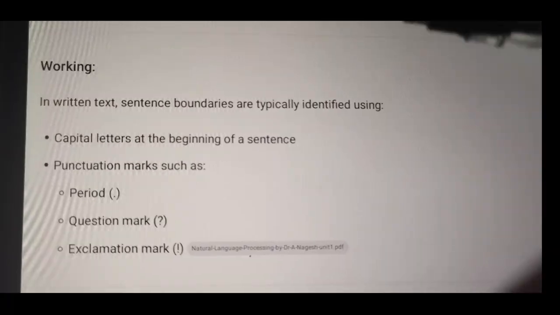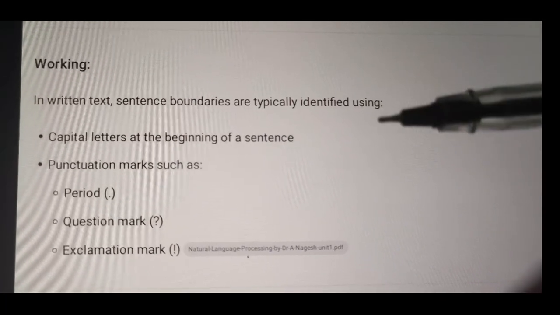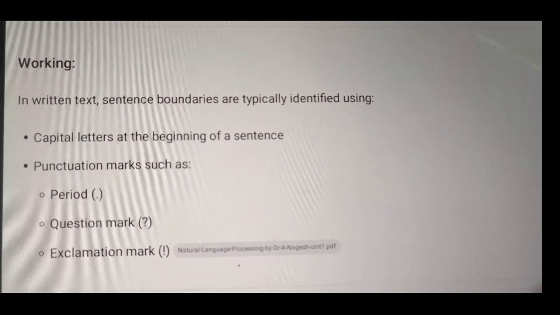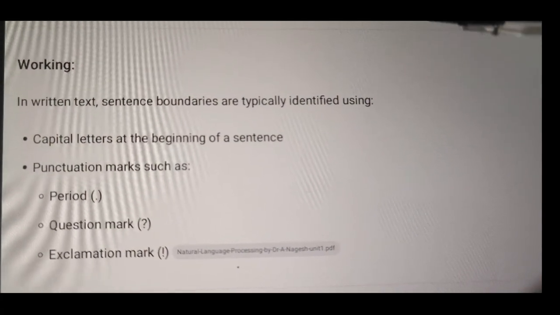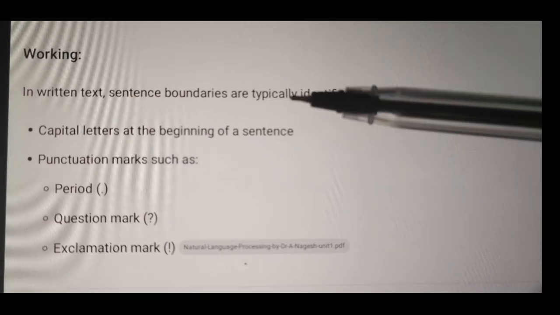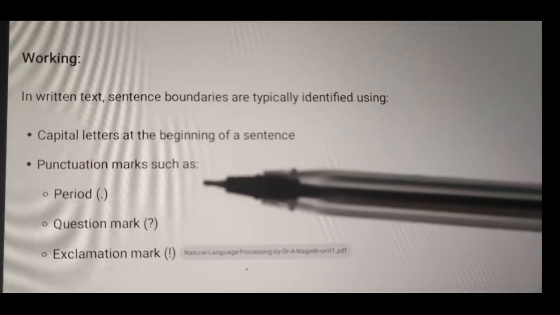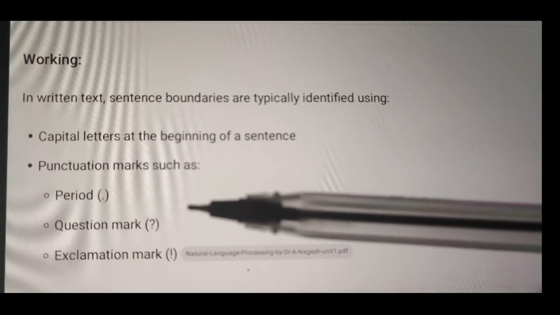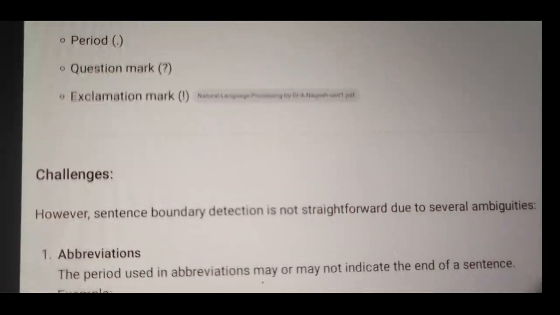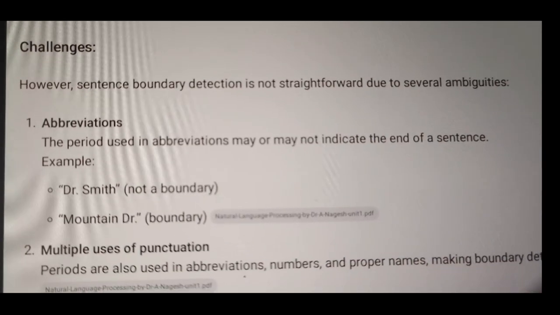Next is working. In written text, sentence boundaries are typically identified using capital letters at the beginning of a sentence and punctuation like period, question mark, and exclamation mark for the ending of the sentence. Now let us go through some challenges of it.